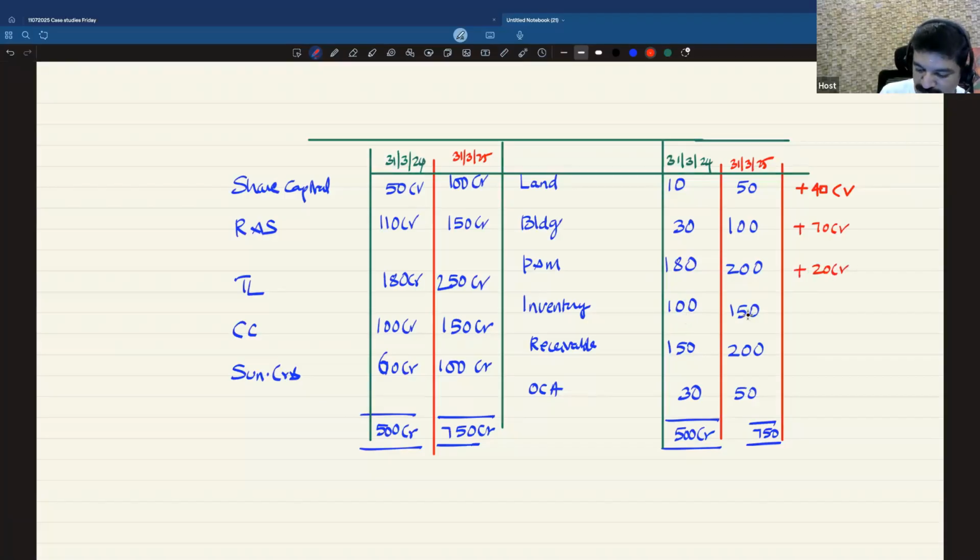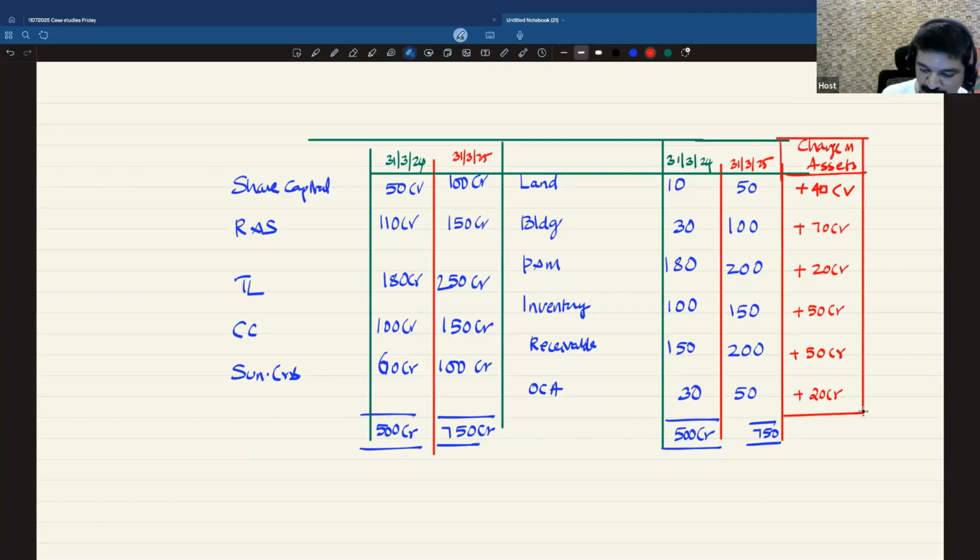Also see what is the investment happening in inventory. From 100 to 150, it has increased by 50 crore, right? Receivables increased by another 50 crore. Other current asset increased from 30 to 50, it has increased by 20 crore. So this is the change in asset that has happened during the year.